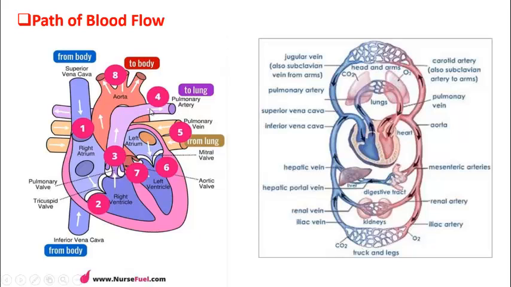So, this is the left branch going to the left lung. This is the right branch going to the right lung. So, there are gate-like structures here also. Inside the pulmonary artery, they are called pulmonary valves. So, through the pulmonary valves, blood enters the pulmonary artery into the lungs.